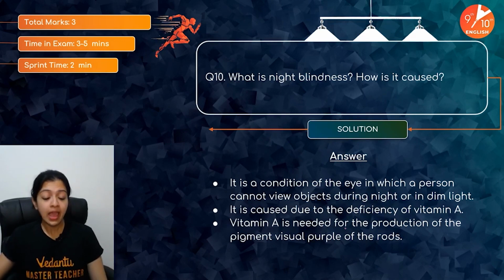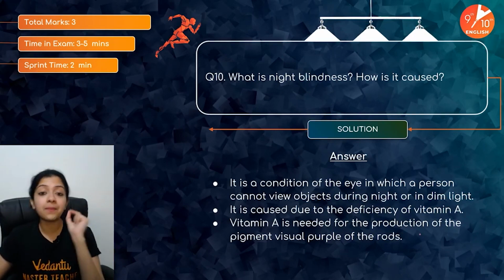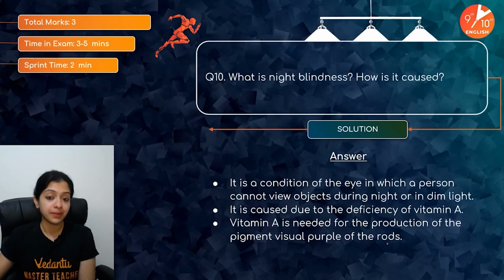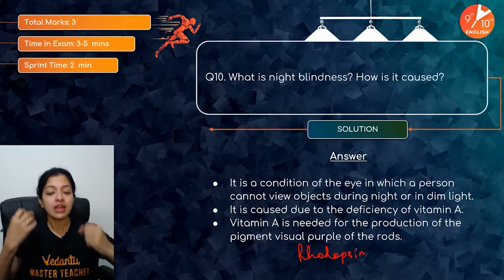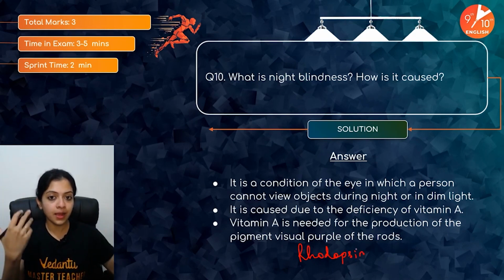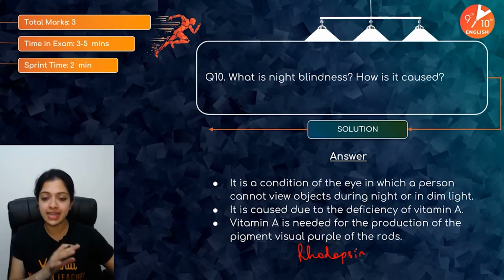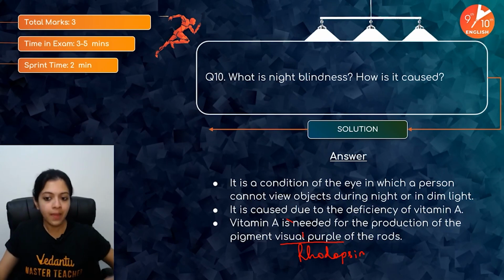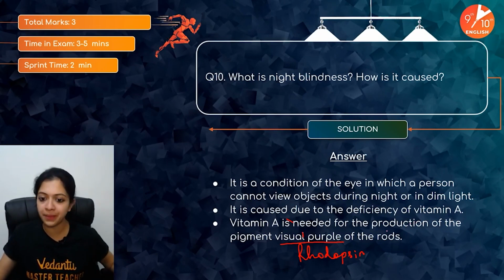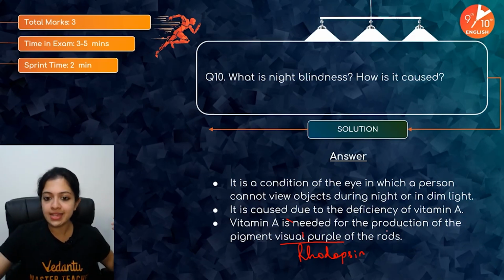Vitamin A deficiency, because vitamin A is very much required for the production of pigments in your eye, especially the visual purple. Rhodopsin, I've already told you about rhodopsin, which helps you adapt to light and dark intensities, right? Light adaptation and dark adaptation. Visual purple is another term for rhodopsin. And vitamin A is very much required for production of this particular pigment. So that is about it.